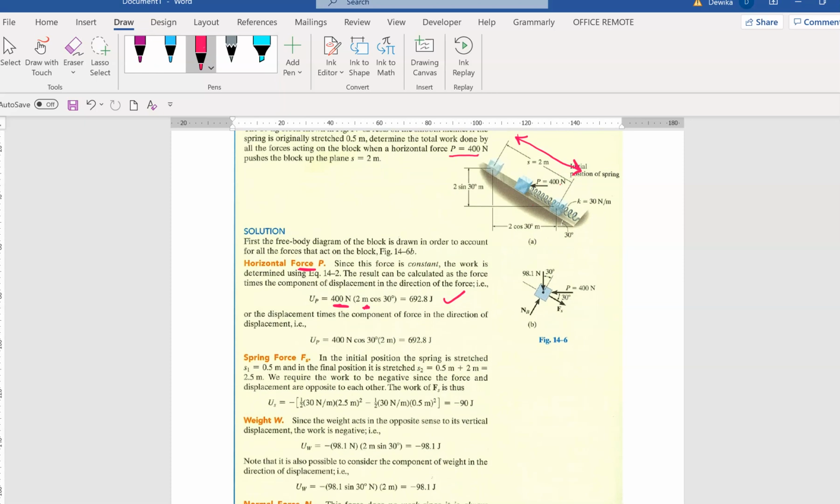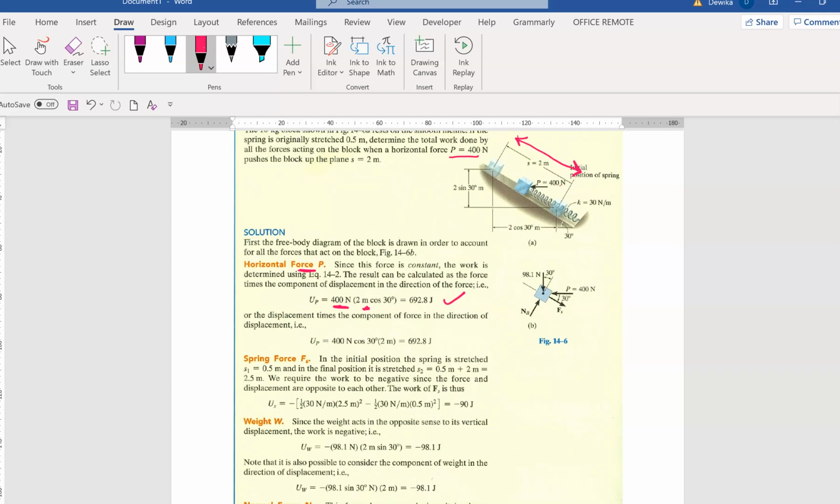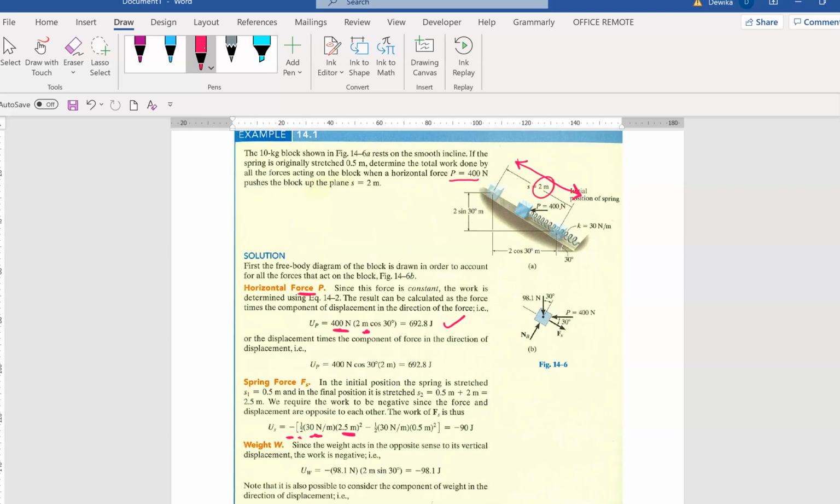Next is the spring. The spring's formula is always negative: half k, where k is the spring constant, times final s2 squared. What is the final length? We have 2 meters plus the original 0.5, because it's stretched 0.5. So 2.5 squared minus the initial, half k s, where the initial is 0.5. So you get negative 90. So you have two answers here already.